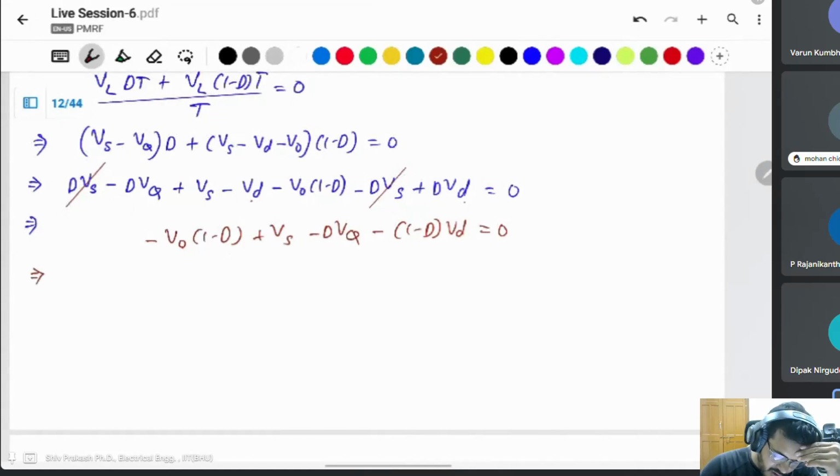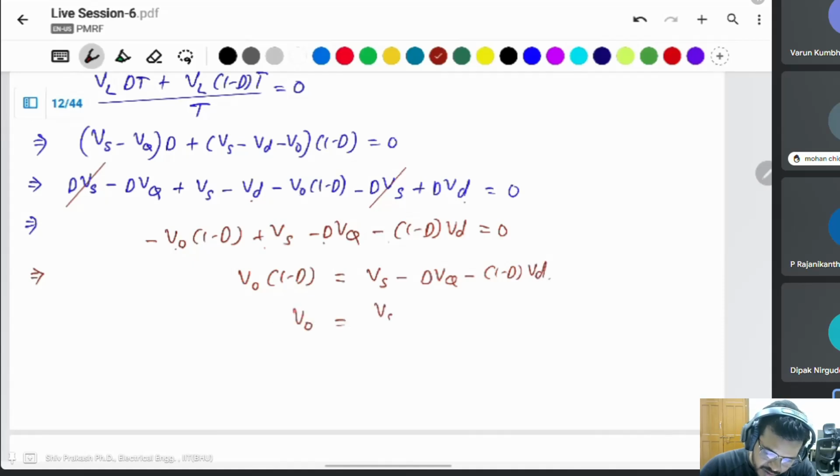We take a minus common, then positive, this will be negative, this will be positive. The Vs will be transferred to the right side. Then we will get V naught into 1 minus D is equal to Vs minus dVq minus 1 minus D into Vt. Then V naught is equal to Vs minus dVq minus 1 minus D into Vt, divided by 1 minus D.